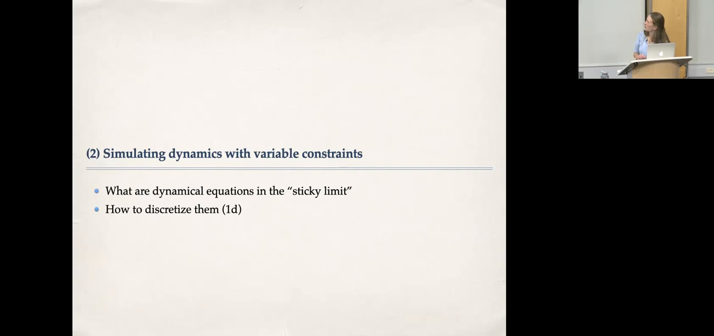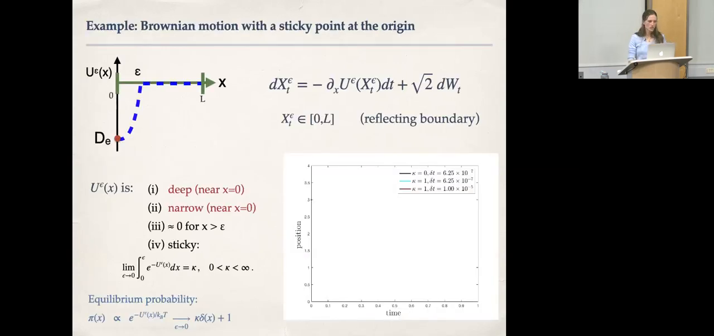So let me start by thinking about a simple example. So we'll think about a particle moving on a one-dimensional line. And this particle moves just as a Brownian motion over here. But when it gets close to the origin, there's a pair potential or potential energy that tends to push it towards the origin. And I'm going to call this a wall, just because there's a reflecting boundary condition here, so the particle can't go through it. So the particle evolves according to this equation. And again, we're going to think about a narrow, deep, sticky potential well.